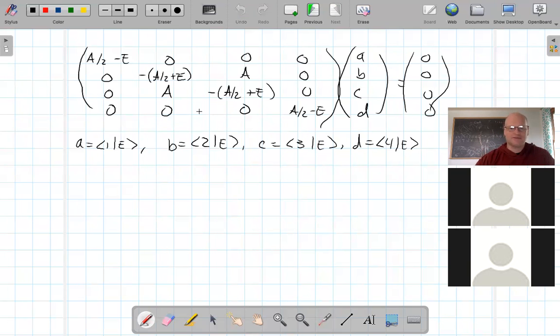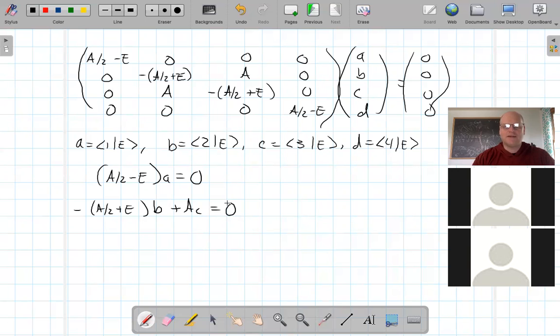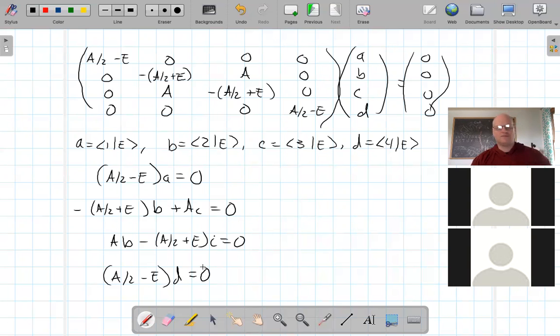So the first one here simply tells me that what? A over 2 minus E times A must be equal to 0. So that's my first equation I have. The second equation tells me that minus A over 2 plus the energy times B plus A times C must be equal to 0. The third equation then tells me that what? A times B minus A over 2 plus E times C must be equal to 0. And then finally, I have A over 2 minus E times D must then be equal to 0.